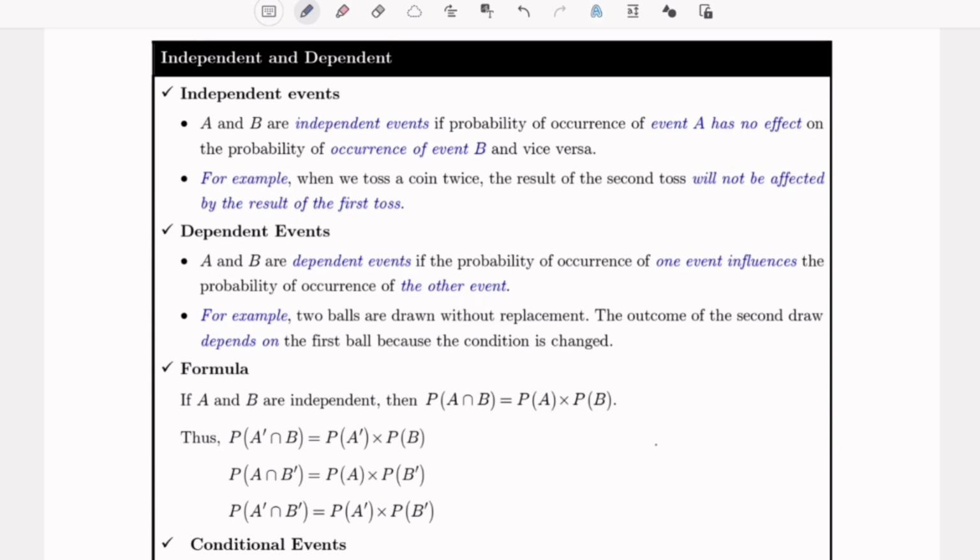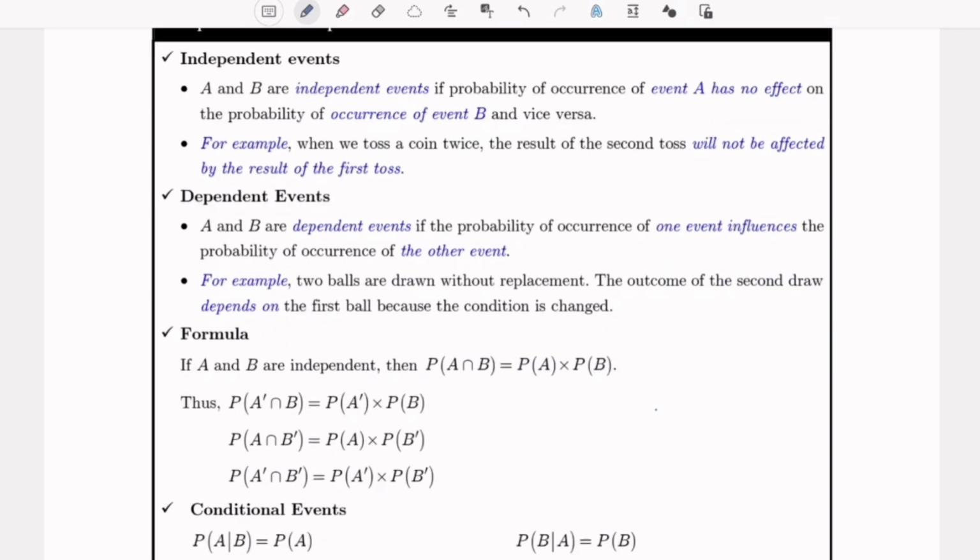Dependent events. A and B are dependent events if the probability of occurrence of one event influences the probability of occurrence of the other event. For example, two balls are drawn without replacement. The outcome of the second draw depends on the first ball because the condition is changed.